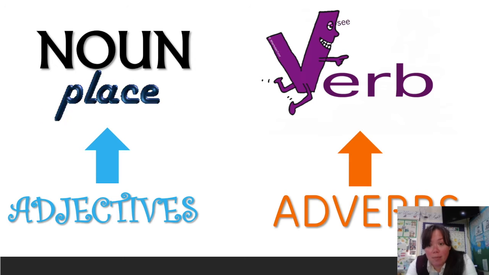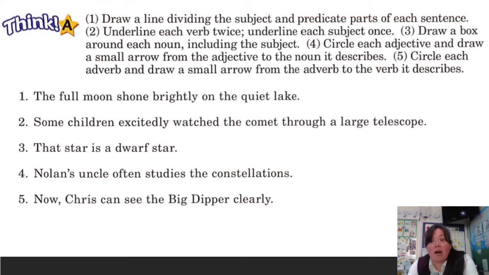So let's take a look at our page. There are five different instructions for these 5 little sentences. So I'm going to be taking it through one instruction at a time and marking them, and I suggest that you follow along with me. All right, here we go. Number 1, draw a line dividing the subject and predicate. We know how to do that. And then number 2, underline the verb twice and underline the subject once. I'm going to do those two together for each sentence.